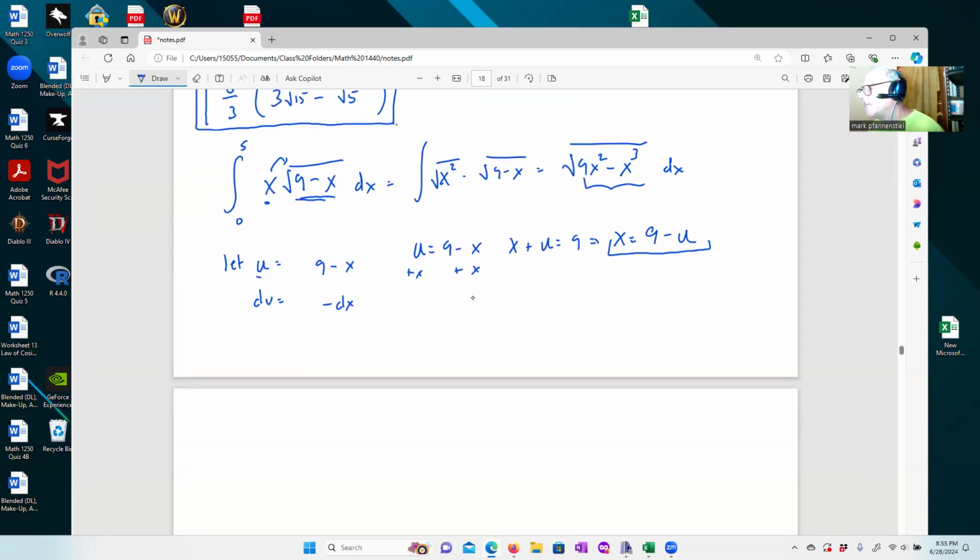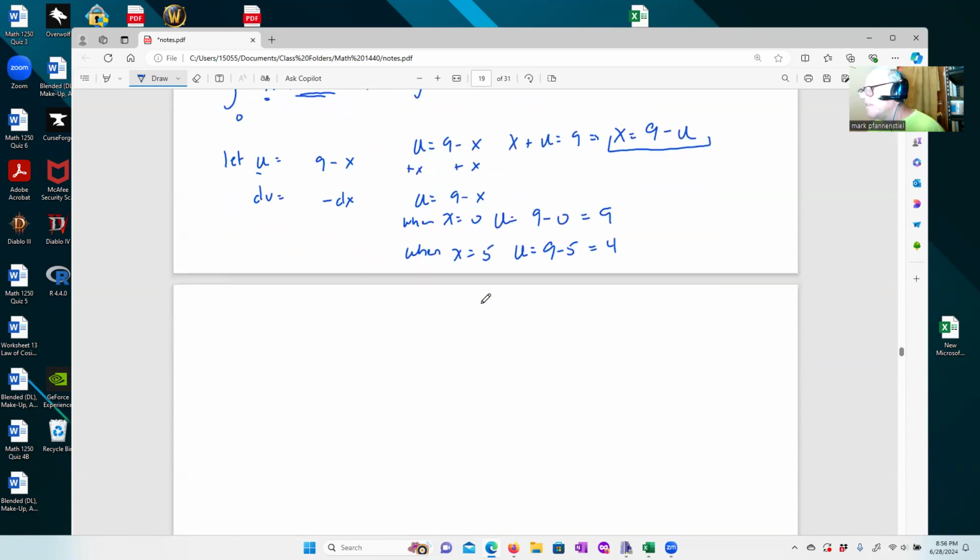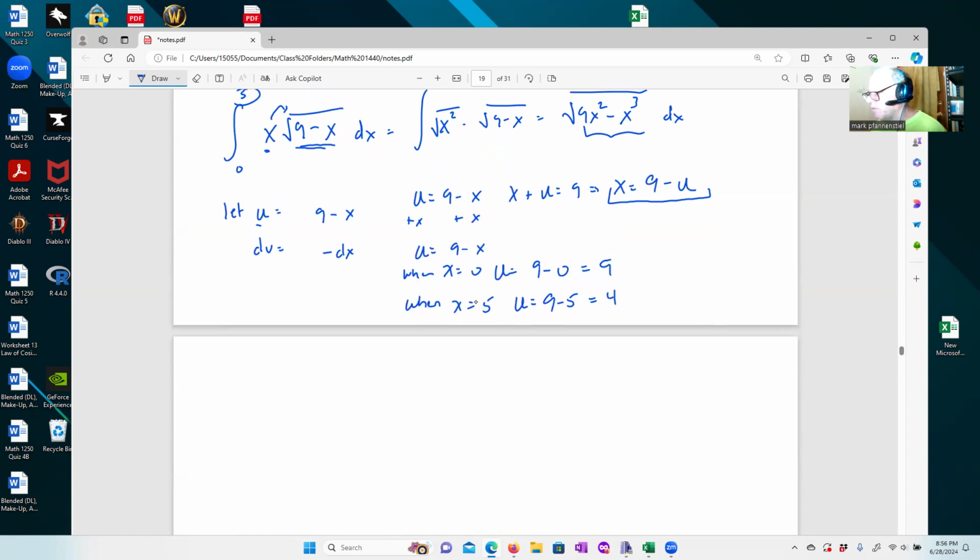We're going to do both of those substitutions, but first, we're going to change our limits. What was u? u is equal to 9 minus x. So when x is equal to 0, u is equal to 9 minus 0, which equals 9. When x is equal to 5, because that's my upper limit for my integration, u is equal to 9 minus 5, which is equal to 4. So let's go ahead and clean this up and deal with the integral that we actually have now.